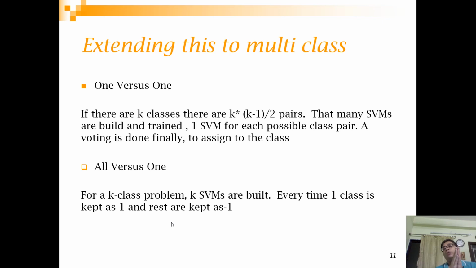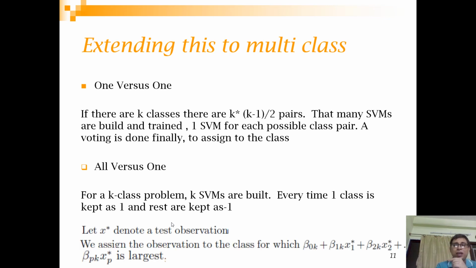Now how do I find out which class it will belong to? For each one of these we have the decision boundary, or the hyperplane. So we calculate the distance of the test observation from all these k hyperplanes. If x asterisk denotes a test observation, this will give you the distance from the corresponding hyperplane or decision boundary. I calculate this for each one and then assign the class for which it is the farthest, where we have more confidence.